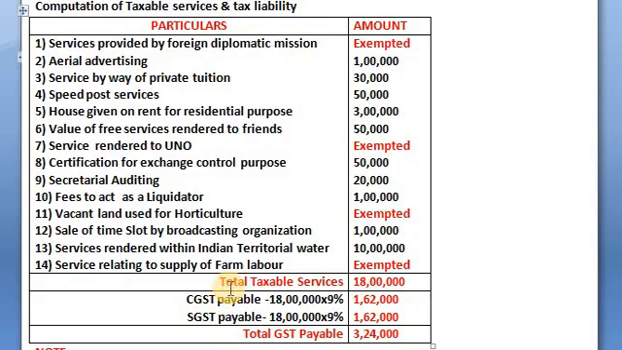If you are doing it in two different tables, then you go for making another table, and you need to give a separate heading again: computation of taxable tax liability, or GST payable.